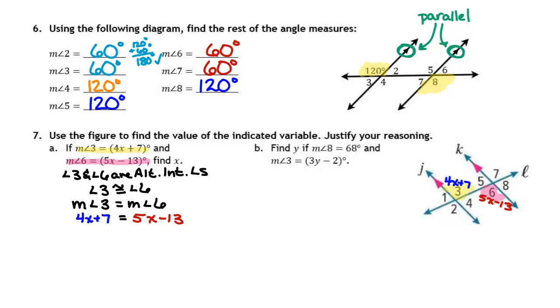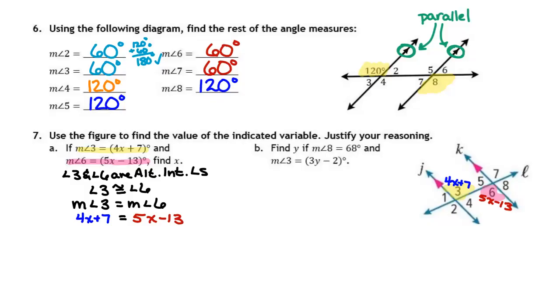I'm not going to write down the reasons, but I want to talk about why we're allowed to say everything that we've said so far. Once we identify that these angles are alternate interior angles, I can say they're congruent because of the alternate interior angles theorem. Then I can say that their measurements are equal by the definition of congruent angles. And then I can plug in these pieces with x's and numbers using substitution.